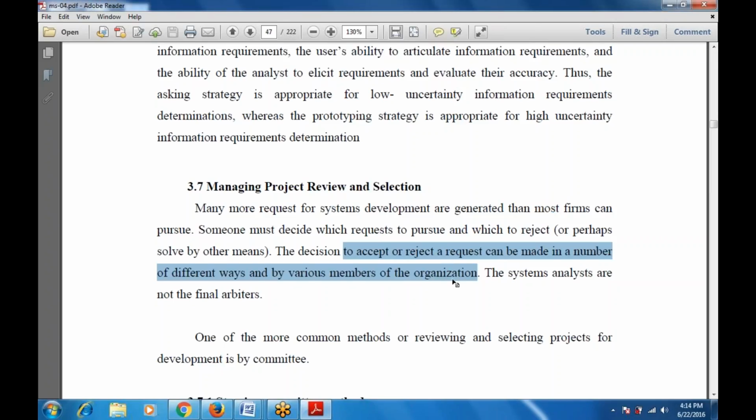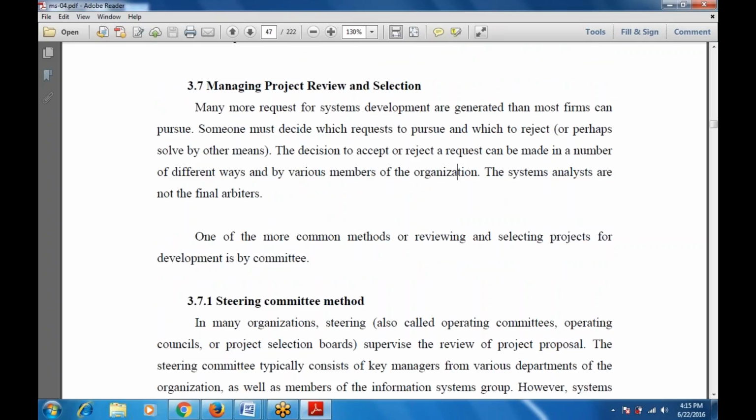The decision to accept or reject a request can be made in a number of ways and by various members of the organization. So it depends on the managers, the organization, and the system analyst. System analysts are not the final arbiters. One of the more common methods for reviewing and selecting projects for development is by committee.